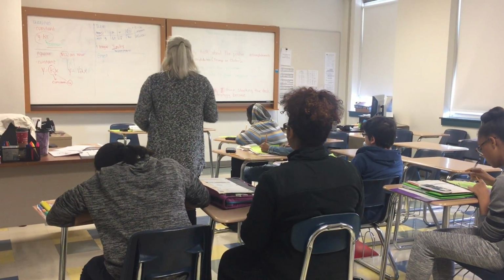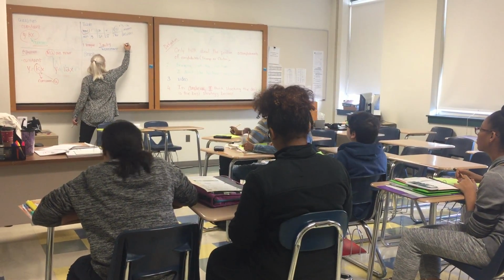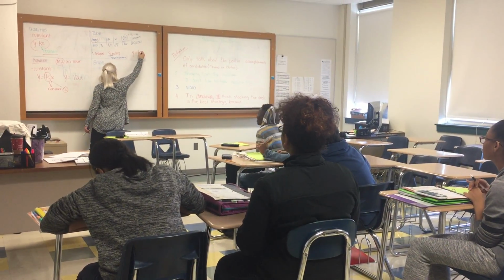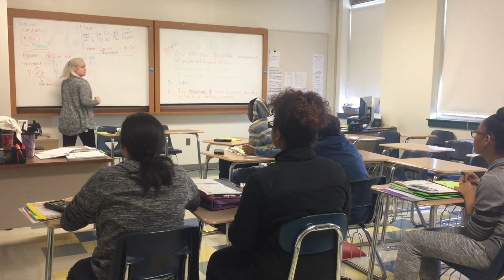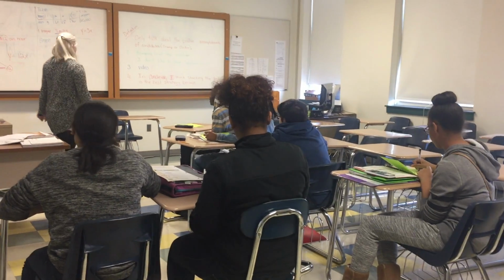Alright, so let's go back up to this one. What would our equation be here? 3. Y equals 3x. Yeah, very nice. Good job. How'd you get 3? Because it's the constant. Constant. Very good. The constant will always show up.